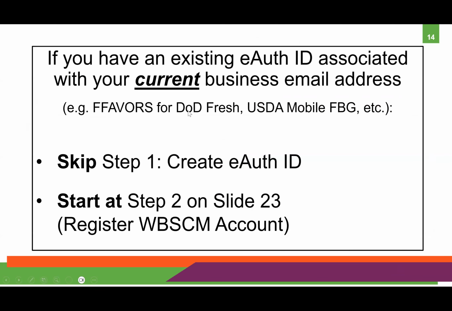Again, like I said, if you all have an existing eAuth account, so like if you use Favors for DoD or USDA mobile, the food buying guide, then you will skip step 1 and you'll go straight to step 2, which is going to be on a later slide for you all that are skipping step 1.